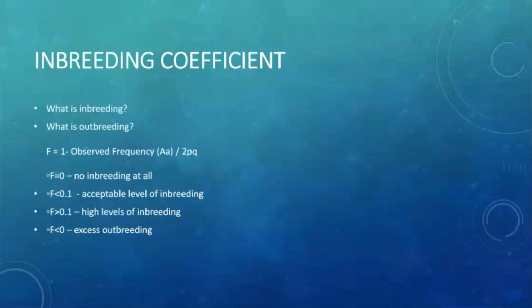Oftentimes, this occurs because of limited population size. This can also lead to inbreeding depression, which is when the population becomes less healthy as more recessive traits are expressed. Then what is outbreeding? Outbreeding is the breeding of two distantly related individuals, which is good because it increases genetic diversity and could potentially bring elite alleles into the breeding population or gene pool.